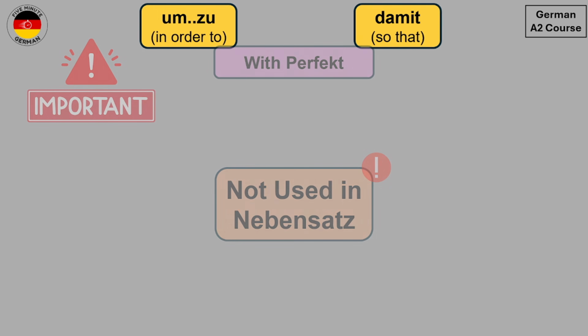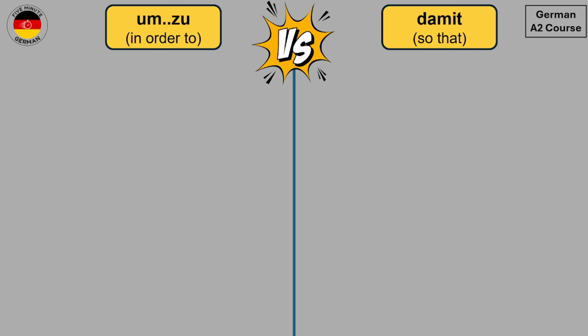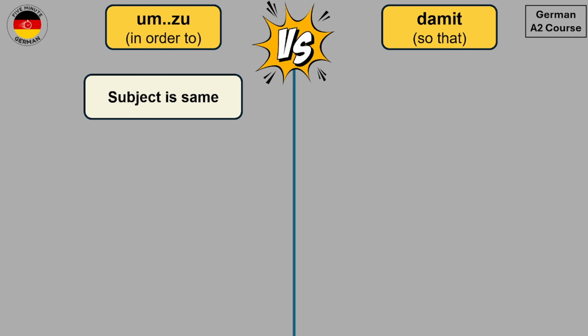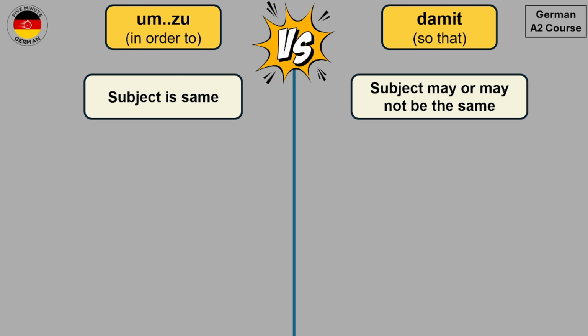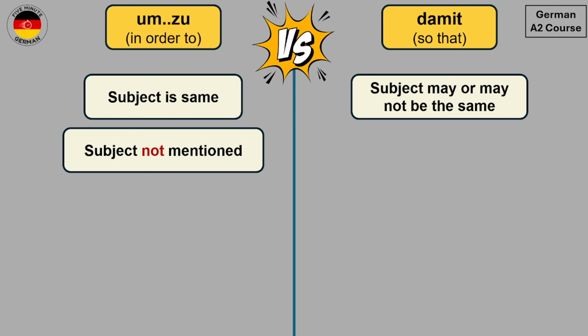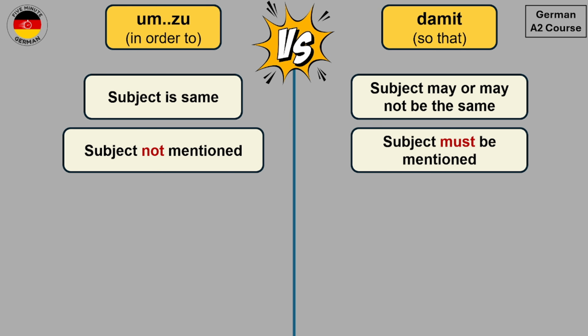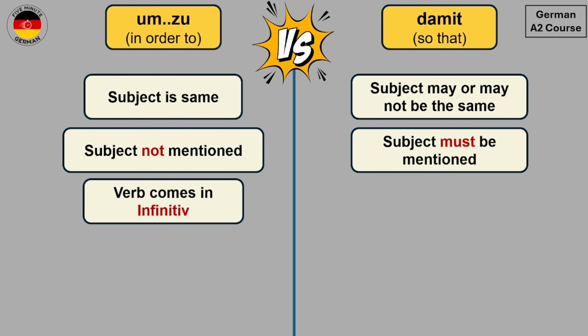Now let's do a side-by-side comparison for um zu and damit so that you understand it properly. So um zu is used when the subject is the same, whereas in case of damit, the subject may or may not be the same. So the subject in the Hauptsatz and Nebensatz can be different. In case of um zu, the subject is not mentioned in the Nebensatz, whereas in case of damit, the subject must be mentioned. And when we use um zu, then the verb comes in infinitive form.